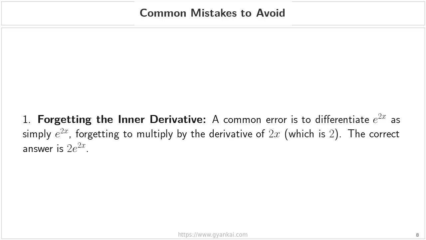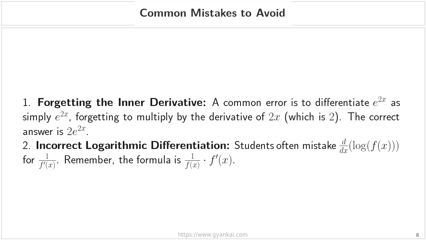First, a very frequent error is forgetting the inner derivative. For instance, when differentiating e to the power of 2x, some students mistakenly leave the answer as simply e to the power of 2x. However, as we discussed in our earlier examples on the chain rule, you must multiply the outer derivative by the derivative of the exponent. Since the derivative of 2x is 2, the correct final result must be 2e to the power of 2x.